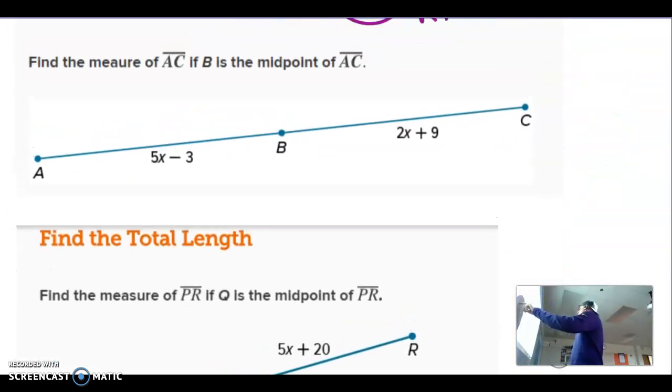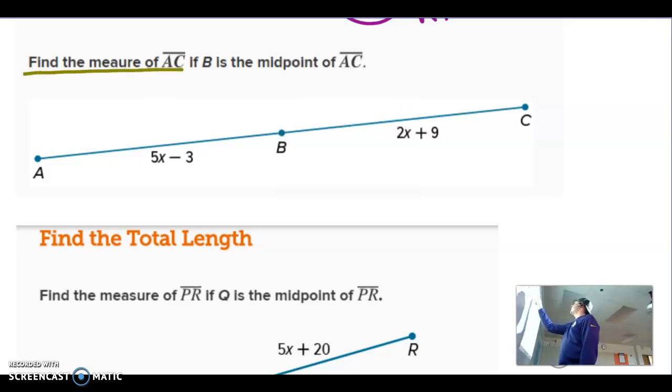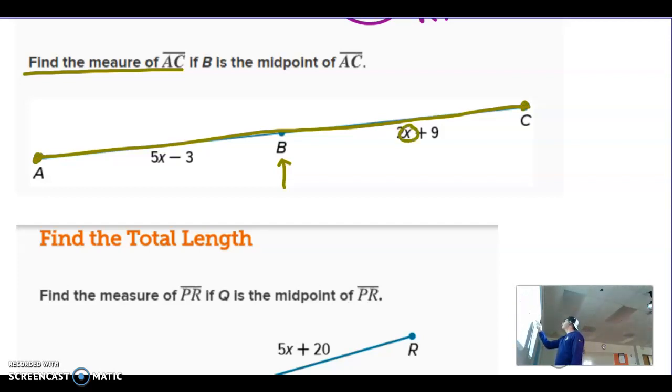Now, the next example, same thing. This is a similar type of problem. Find the measure of AC if B is the midpoint of the segment. So they're just looking for a different final answer here, right? Again, I can't find the length of AC until I find this x value.